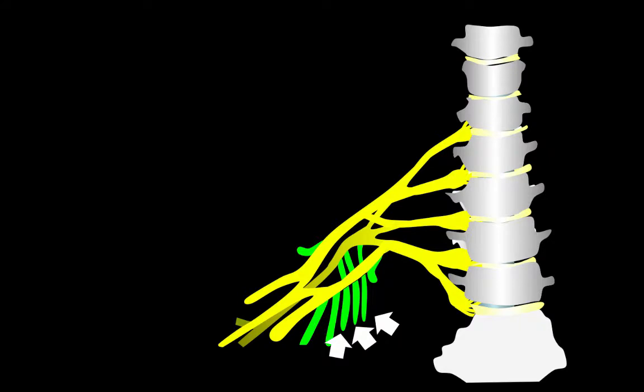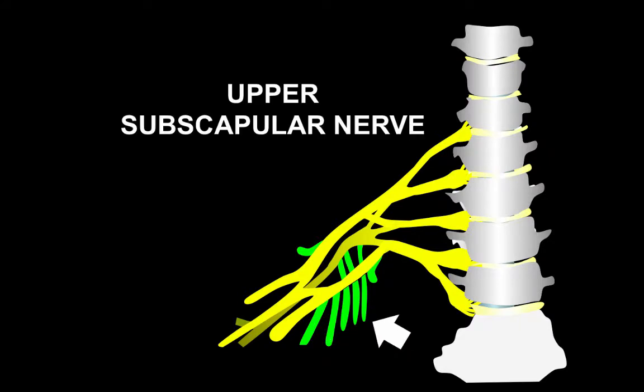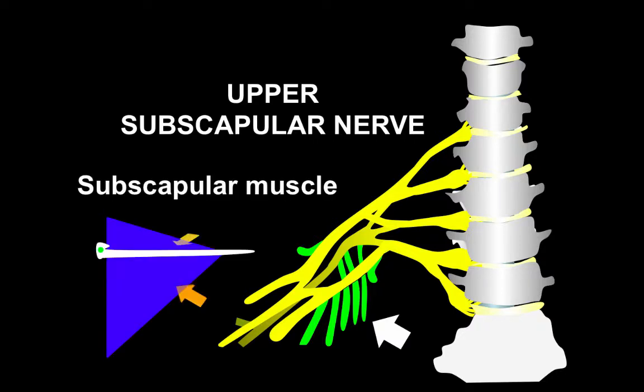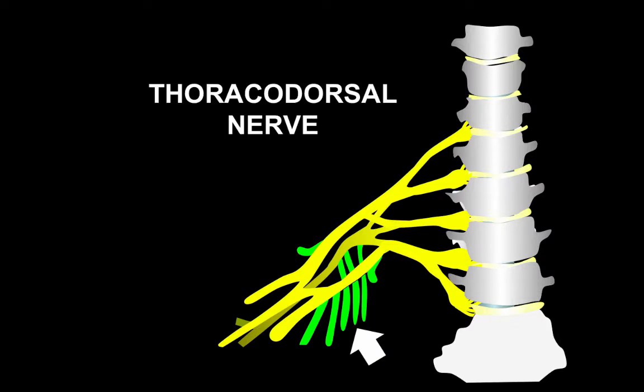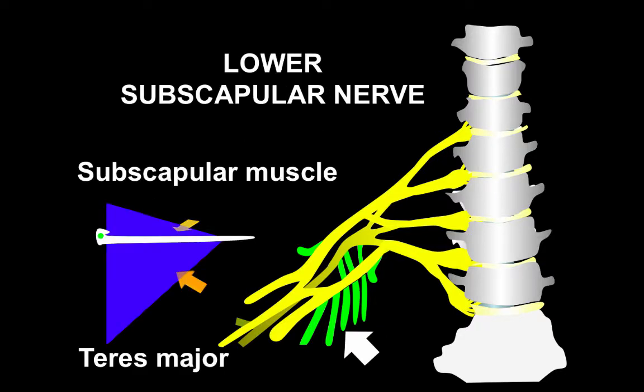3 nerves arise from the posterior cord. One of them is the upper subscapular nerve. This nerve innervates part of the subscapular muscle. Another is the thoracodorsal nerve. This nerve innervates the latissimus dorsi muscle. The last nerve arising from the posterior cord is the lower subscapular nerve. This nerve innervates the part of the subscapular muscle not innervated by the upper subscapular nerve, and the teres major.